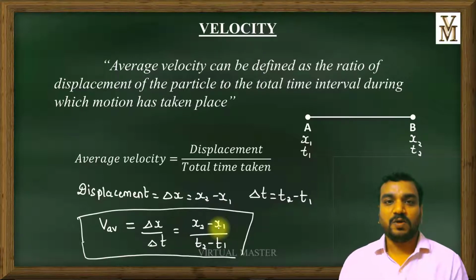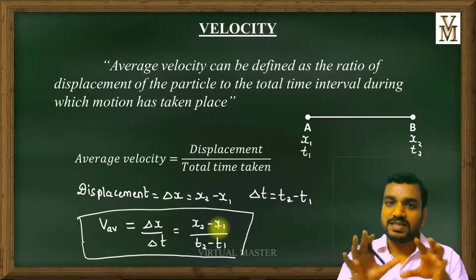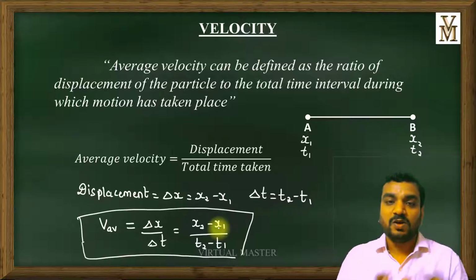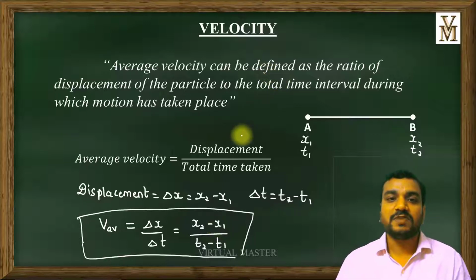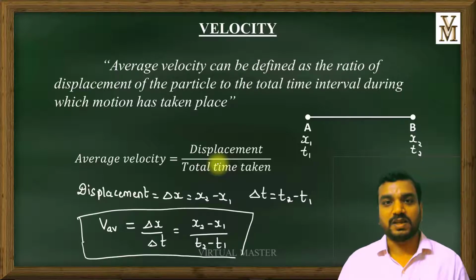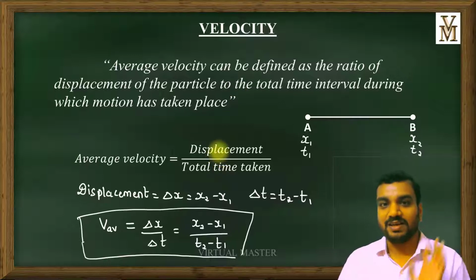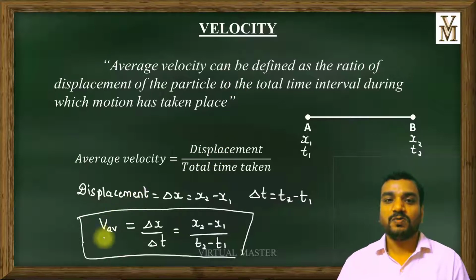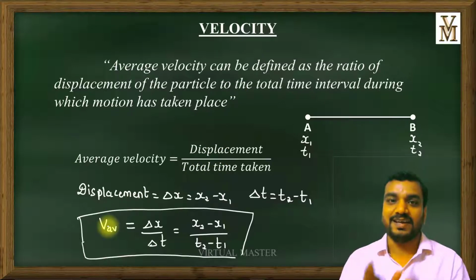I hope everyone has understood the concept of average velocity. It is similar to speed. The only difference is that there we are considering the distance of the object, and here we are considering the displacement of the object. And one more difference is distance was a scalar quantity, while displacement is a vector quantity. So velocity will have a direction. This you have to remember.